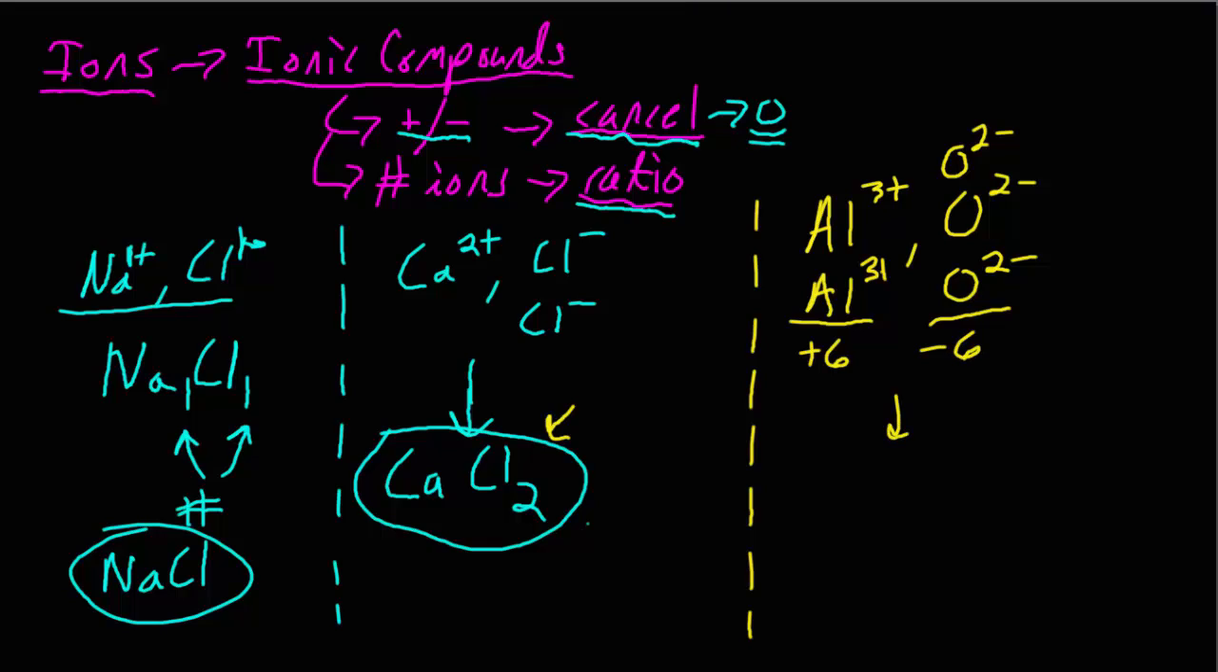So again, we'll write this as a formula. I have 2 Als, so Al2, and 3 O2- ions, so O3. That's your formula for aluminum oxide.